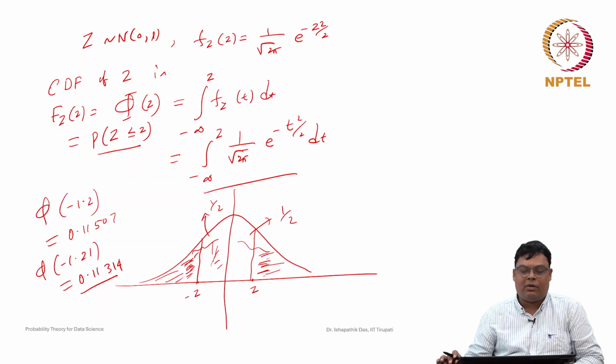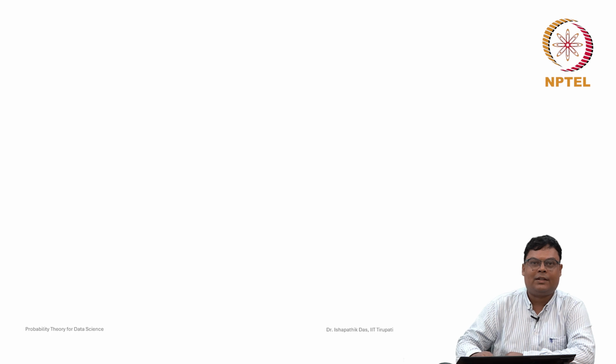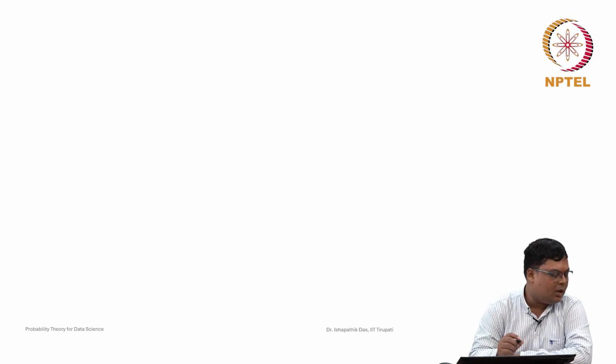If you have understood this, we can do some more numerical examples also. With a numerical example, it will be more clear how we can use the table and find the probability. Let us discuss some numerical examples for using the normal distribution.